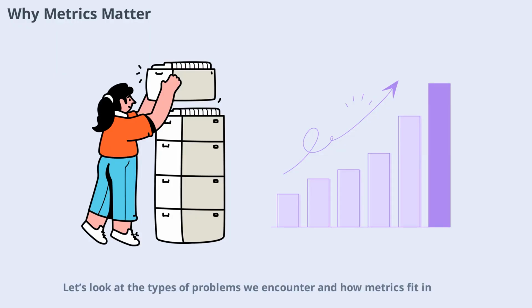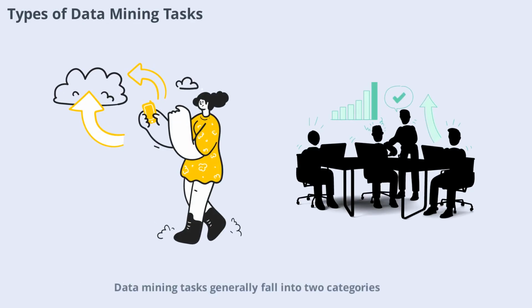Let's look at the types of problems we encounter and how metrics fit in. Data mining tasks generally fall into two categories: supervised and unsupervised learning. Supervised learning includes classification and regression, where we have labeled data and want to predict outcomes. Unsupervised learning, like clustering, deals with unlabeled data and aims to find patterns or groupings. Each task requires different evaluation metrics. Understanding the nature of your problem is the first step in selecting the right metric.